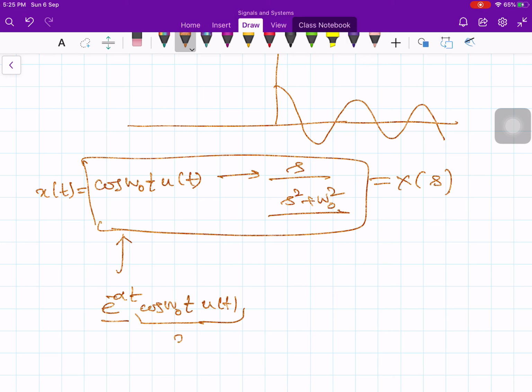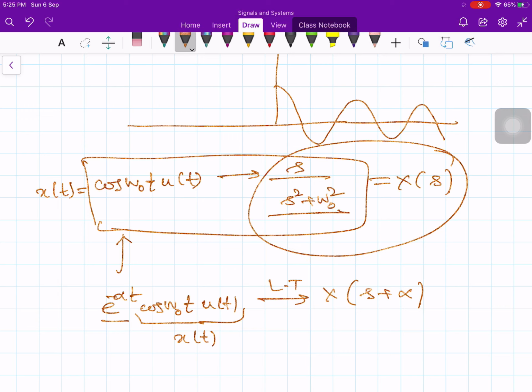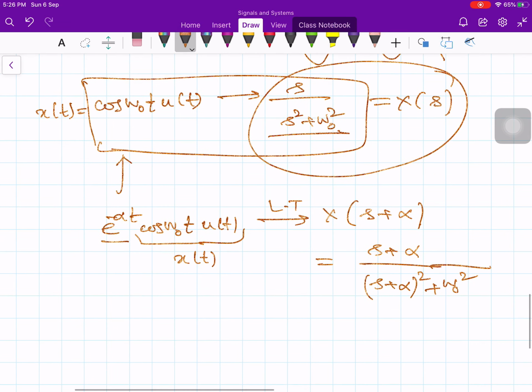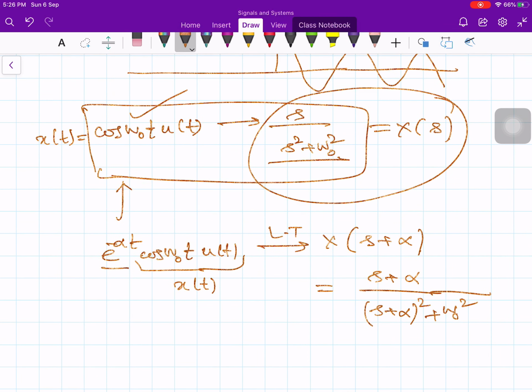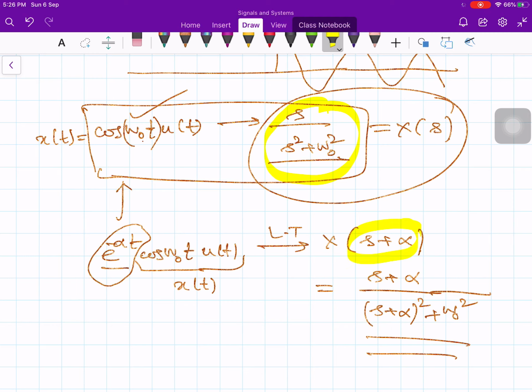If you take the Laplace transform, then it will be x of s plus alpha. What is x of s? This one. Now wherever you have s, that s will be replaced by s plus alpha. So this will be equal to s plus alpha divided by s plus alpha the whole squared plus omega naught squared. Simple calculation. We have already derived cos omega naught t u of t, that is s divided by s squared plus omega naught squared. Now I am multiplying this with e to the minus alpha t. You apply the shifting in the s-domain property, and simply write down the result. X of s is this, and replace s by s plus alpha. So the numerator is s plus alpha, and the denominator is s plus alpha the whole squared plus omega naught squared.